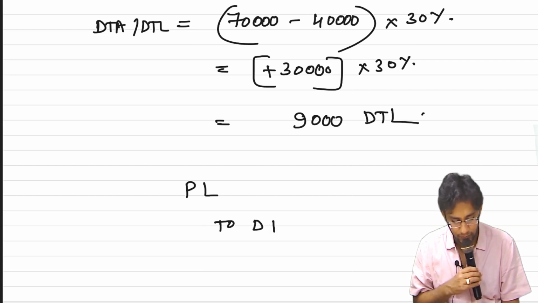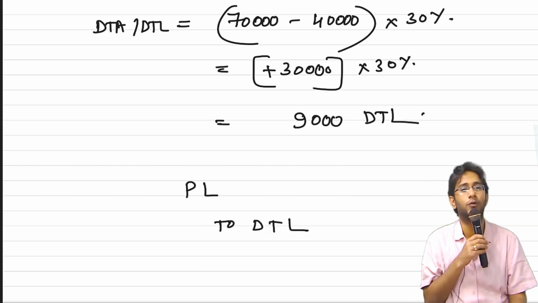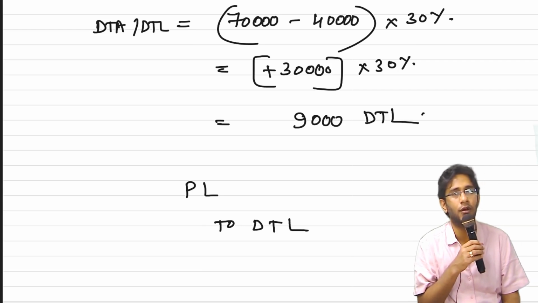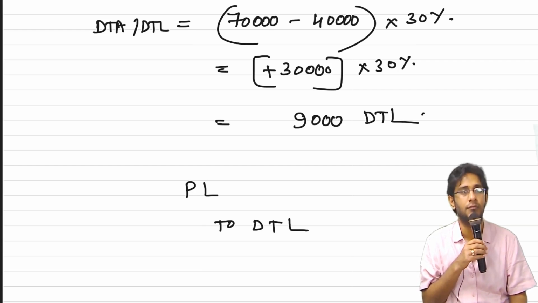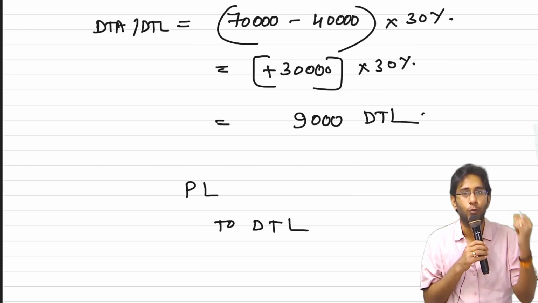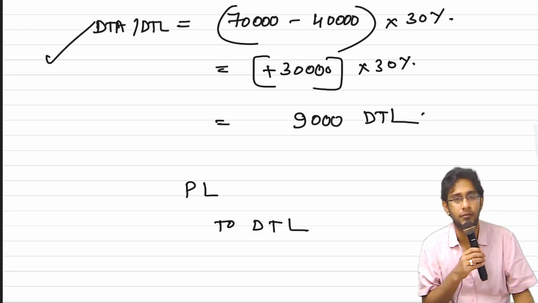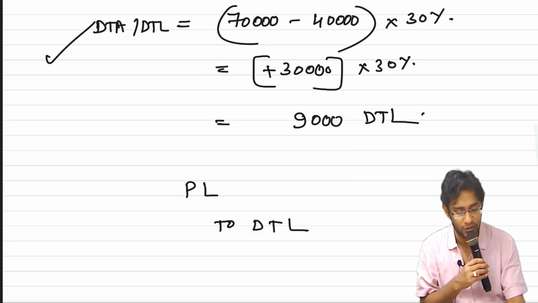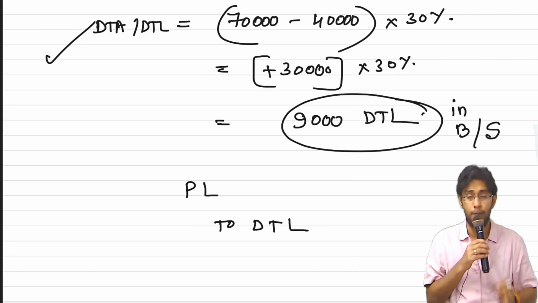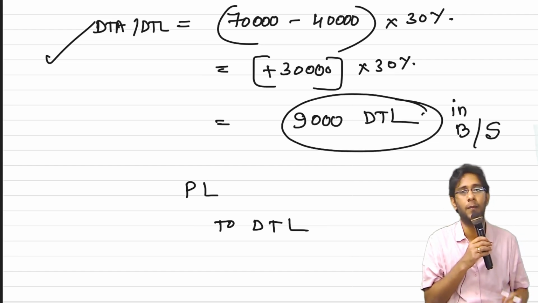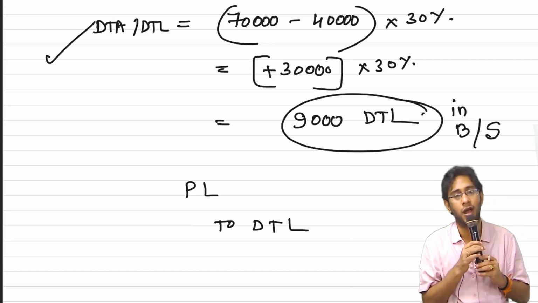P&L account debit with what amount? Wrong answer. Whatever answer you get here under the balance sheet approach, this is the DTL that should appear in your balance sheet, not in P&L. Sir, what is the P&L entry, sir?